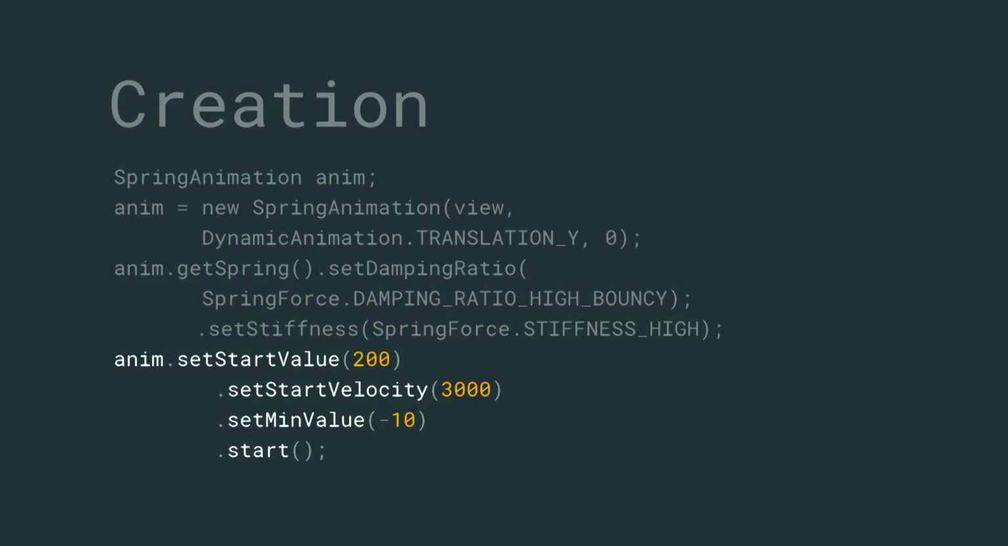Before we start the animation, we can also configure the starting condition for this animation, such as the start value. If you set the start value, the animation will always start from that position. And you can also set the start velocity so that the animation will match whatever motion is leading up to the animation. And then you can set the min and max value to constrain the range of the animation. And now we're ready to start.